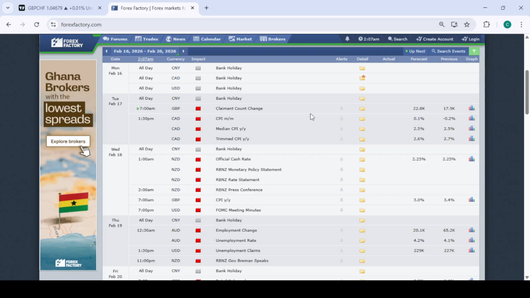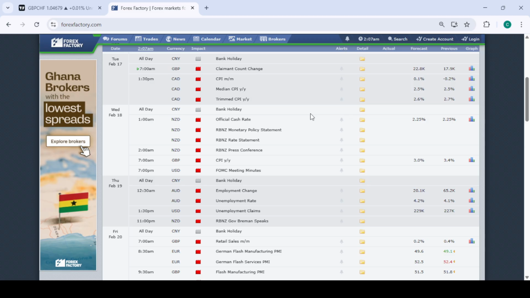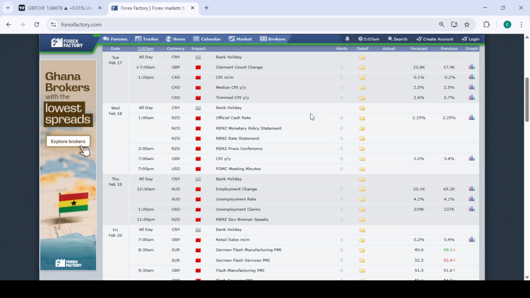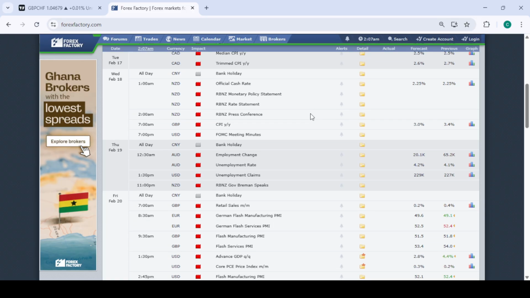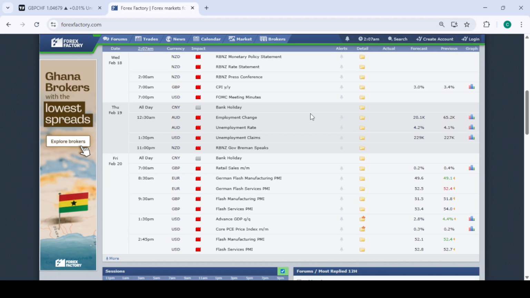minutes. And on Thursday, there's an AUD employment change or unemployment rates, more like the NFP for the AUD, and we're going to have the governor of Bank of New Zealand speak later that night on Thursday. On Friday, we have the GBP retail sales in Euro, and we have the various flash PMIs on Friday. And later on Friday, we're going to have the advanced GDP for the USD, and then a core PCE price index, and the flash manufacturing PMI for USD.